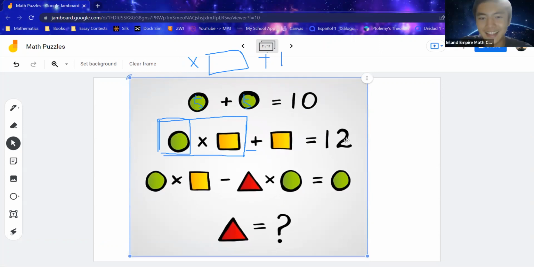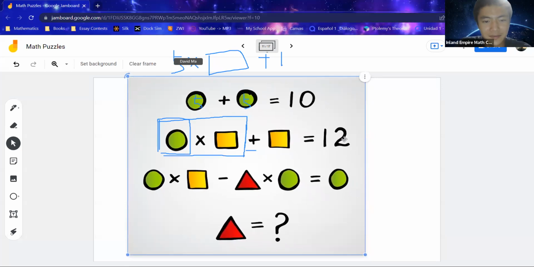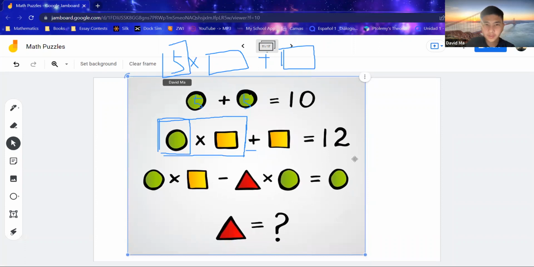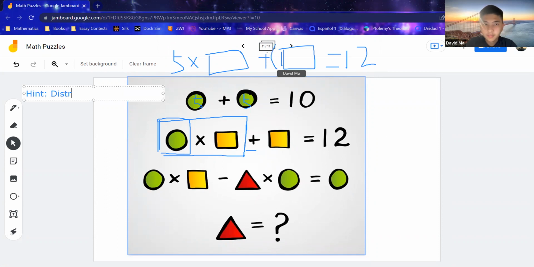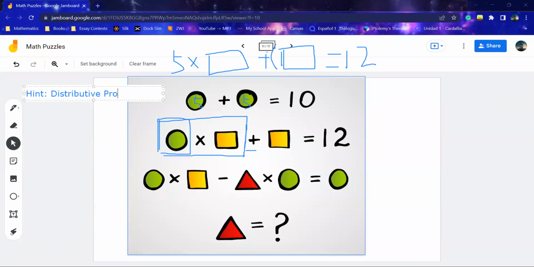Yeah, like David said, don't think of it as a square. Think of it as a number, because it indeed is a number. 5 times the square plus another square equals 12. So what should we do next? 5 times the square plus another square equals 12. What does this mean? So is the square 2?